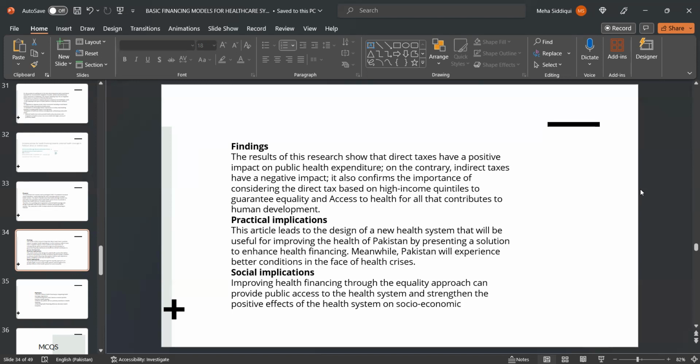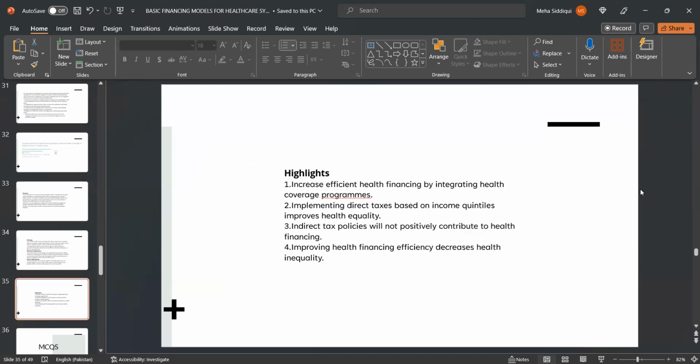Social implications: improving health financing through the equality approach can provide public access to the health system and strengthen the positive effects of the health system on the social economy. Highlights: first, increase efficient health financing by integrating health coverage programs; second, implementing direct taxes based on income quantiles improves health quality; third, indirect tax policies will not positively contribute to health financing; and fourth, improving health financing efficiency decreases health inequality.